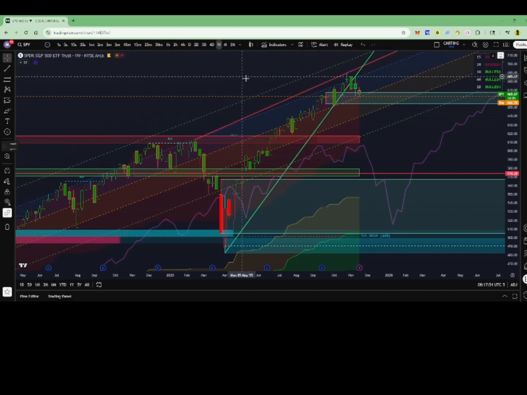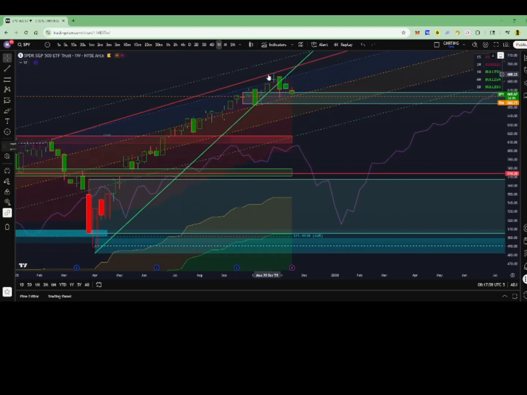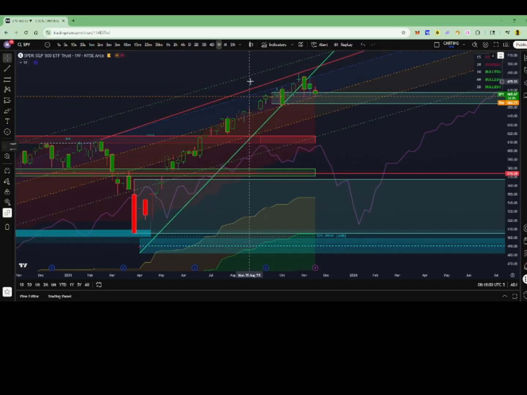Hello guys, I'm gonna make this video as fast as I can and as easy to understand as I can. So basically this is a weekly chart on SPY, and we're looking at SPY because SPY basically tells us the entire situation on the market. Now, on the weekly chart we already have a reversal here.